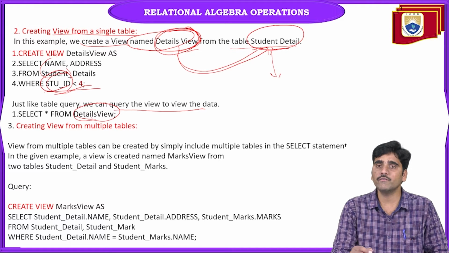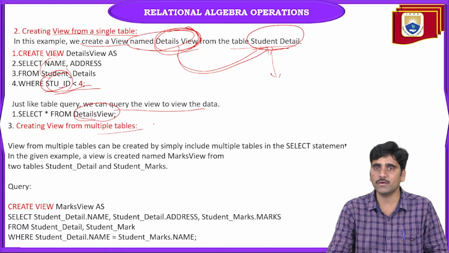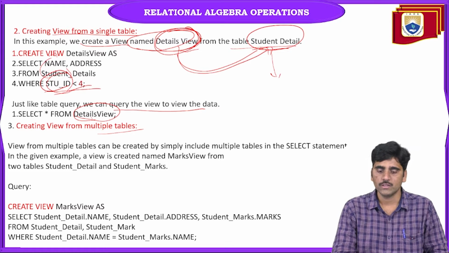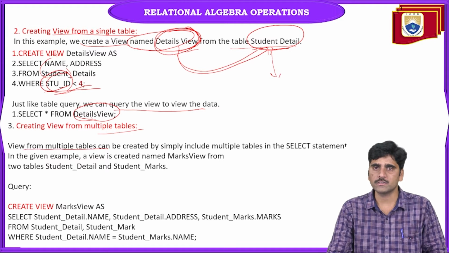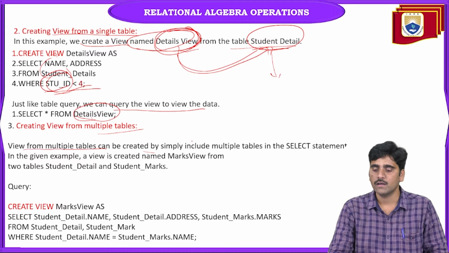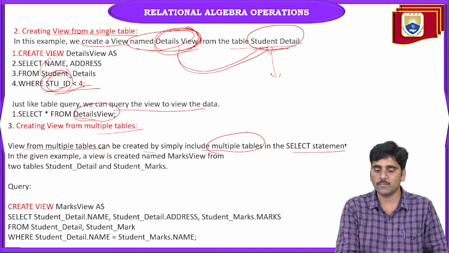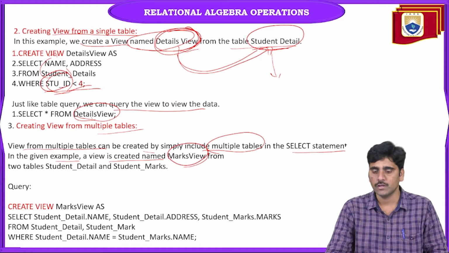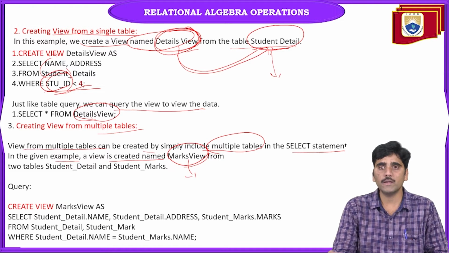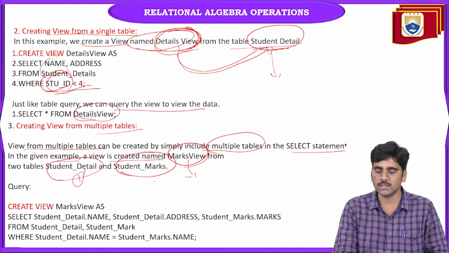While coming to creating a view from multiple tables, we can select the multiple tables. From all those tables, how are we going to create the view? A view from multiple tables can be created by simply including multiple tables in the select statement. In the given example, a view is created named marks view. This is the view name which we are going to create right now from two tables. On what two tables? One is student details and the second is student marks.